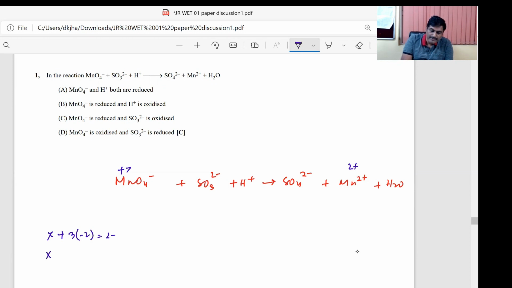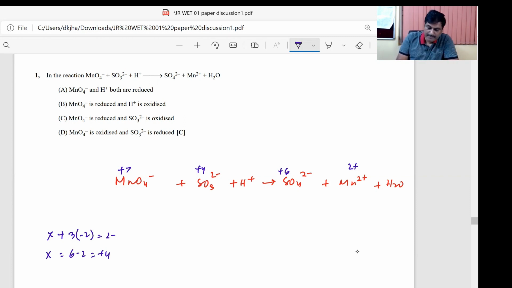So what will you get here? X is equal to 6 minus 2, plus 4. So here what is this? This one is plus. What is here? SO4 2 minus. Many times you have done this one. This one is plus 6. Okay, fine. The question is related to this only.